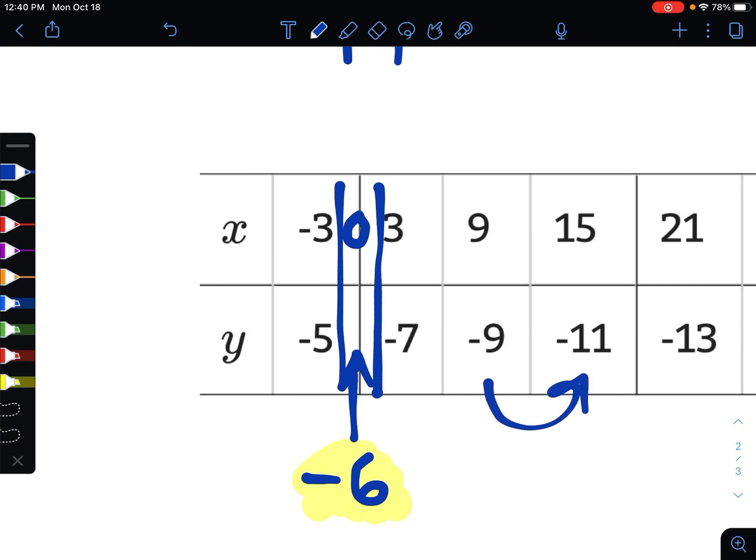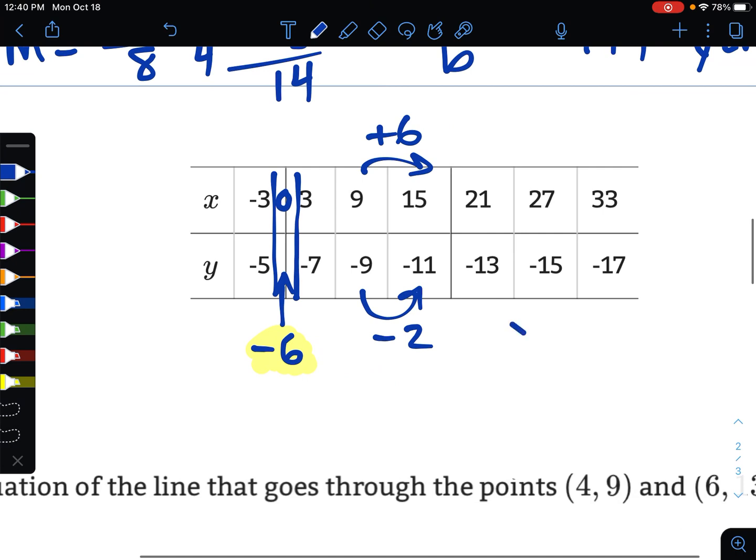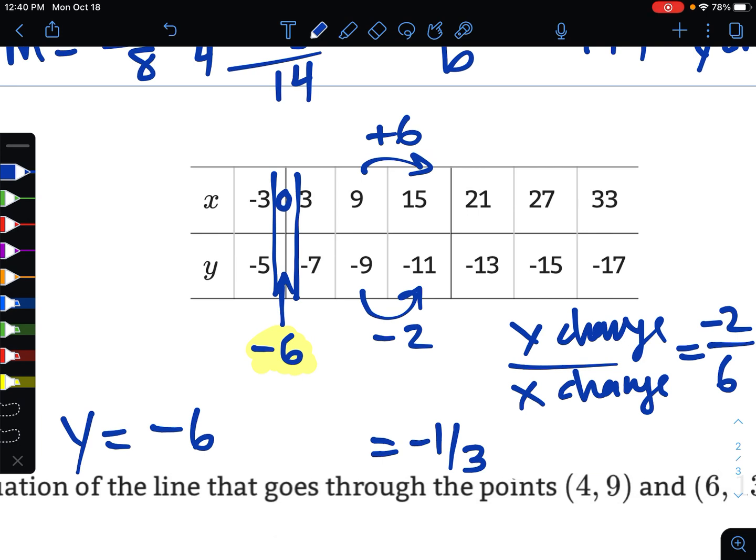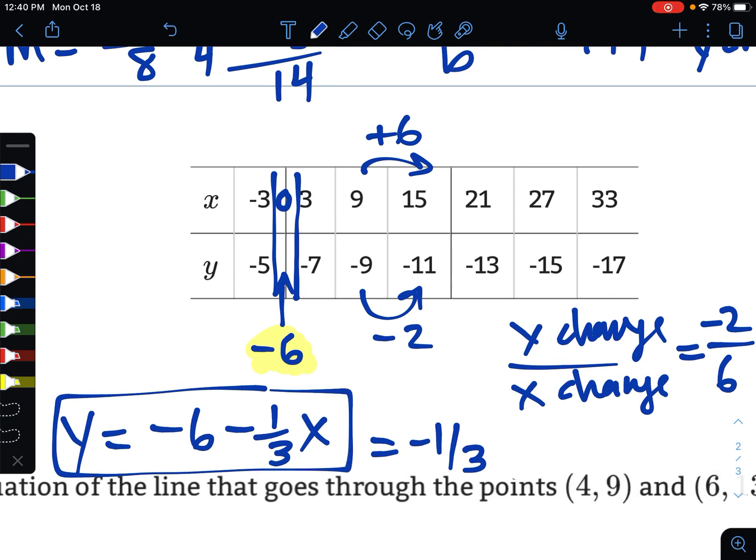And then our y change is -2. It's going down by 2 to -11 from -9. And then the x change from 9 to 15 is +6. So our slope would be the y change over the x change, which is -2 over 6, or we can call that -1 over 3. Same thing. So for our equation, y equals the y-intercept plus the slope times x. I don't need a plus sign there though. If it's negative, just call it minus 1/3 x.